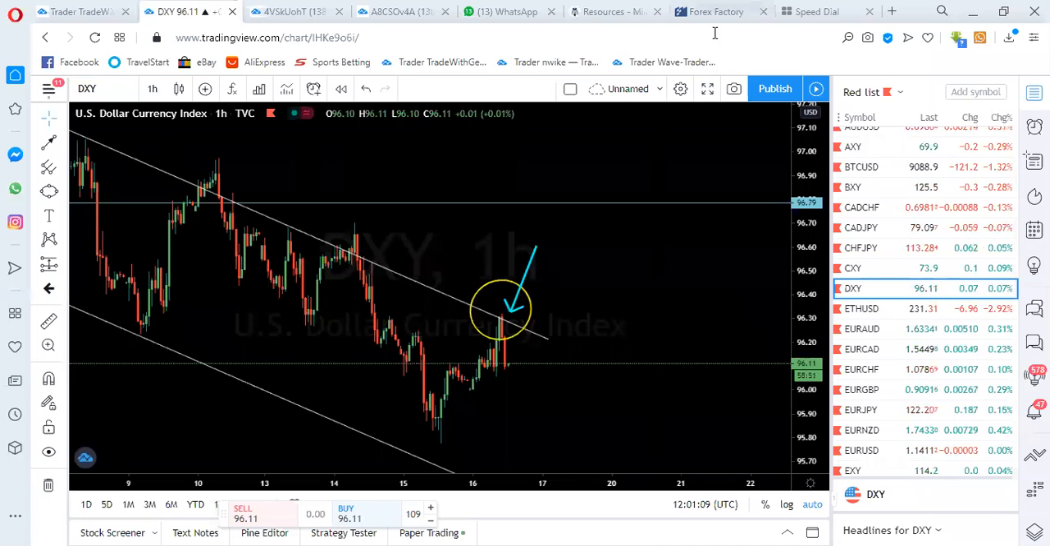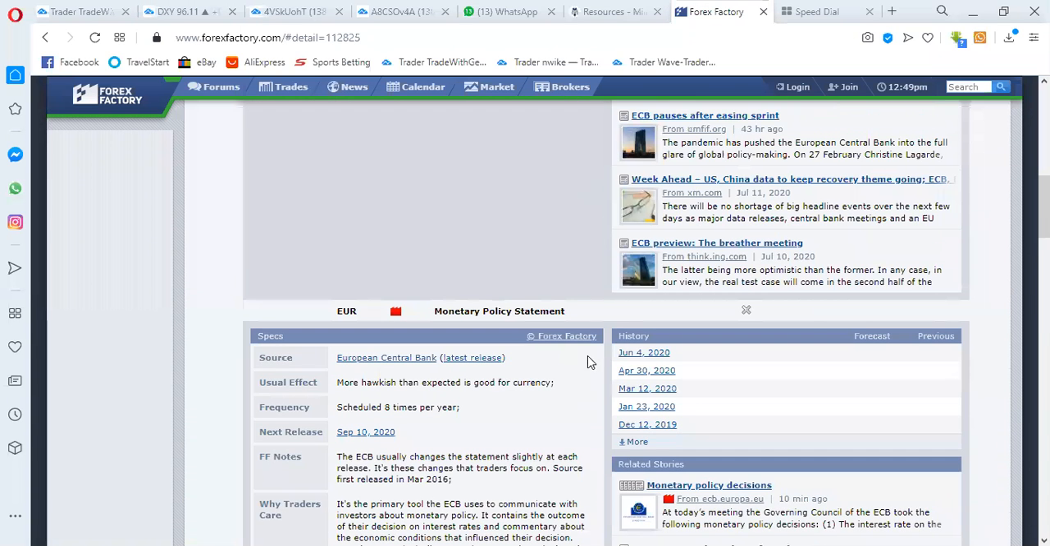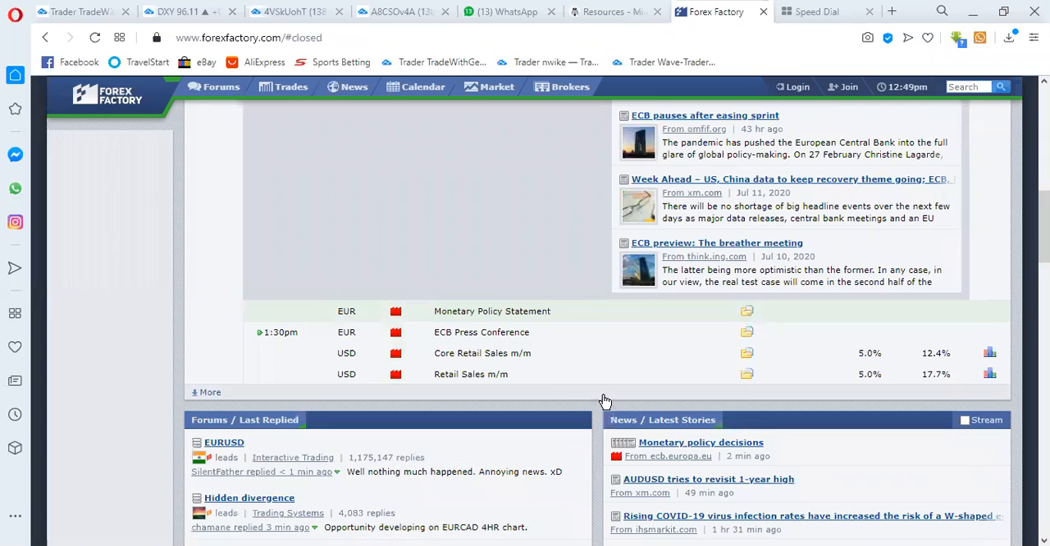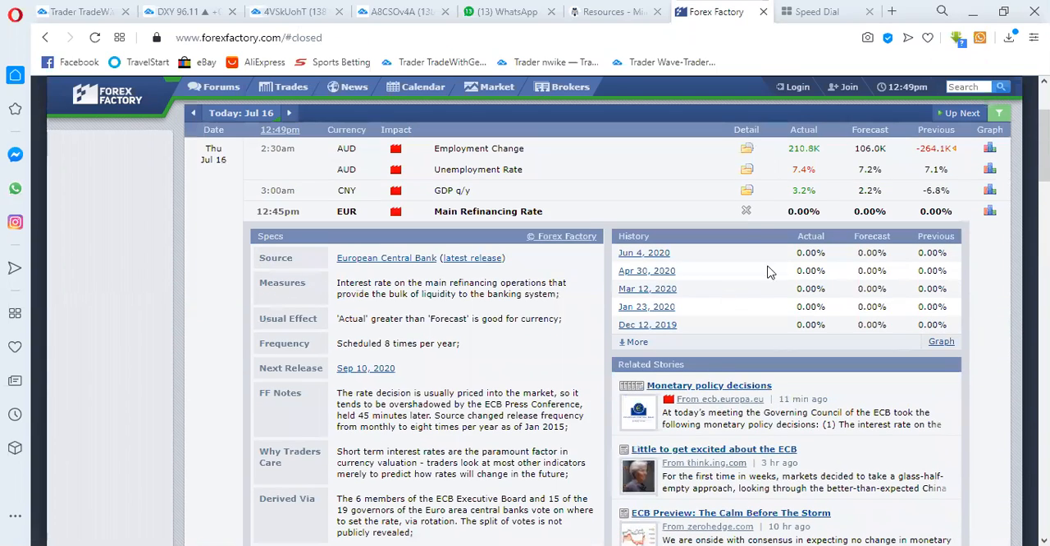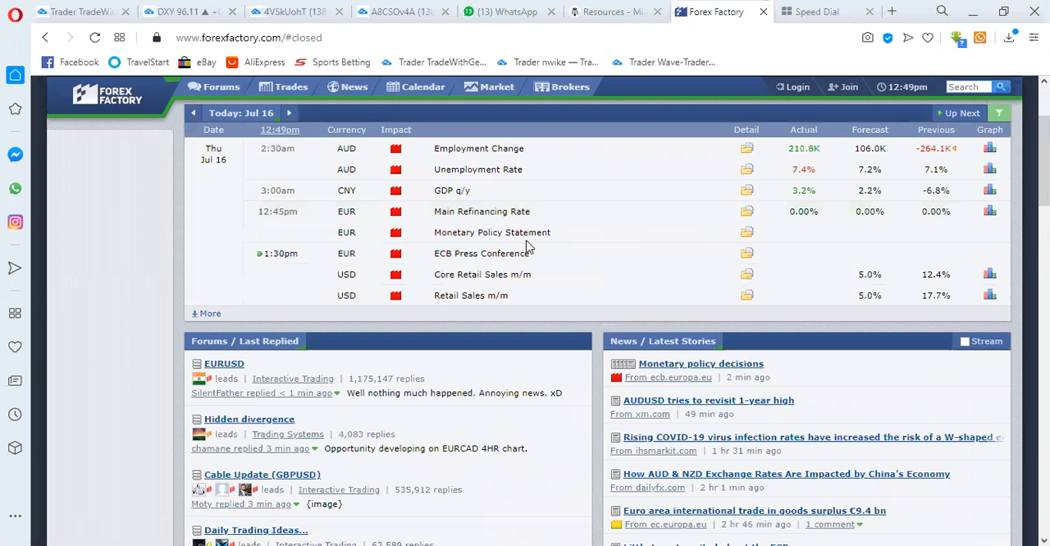Then back to the calendar that we used. So we have the refinancing rate coming up. We have the monetary policy and we have the ECB. You can see they have some time gap. This is 12:45 p.m. and this is 1:30 p.m. It's almost an hour gap. That should be a 45 minutes gap between the two.